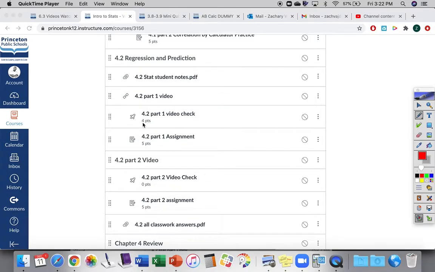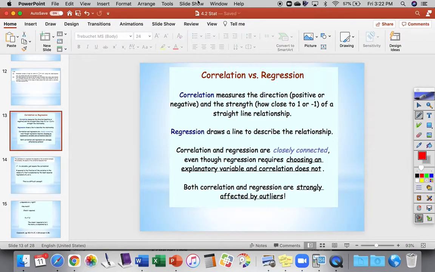All right, welcome to the last video for chapter 4. Remember to keep out the 4.2 student notes as I show it here on Canvas. This is where you can follow along with all of the notes for today. This is the slide we're going to start with.